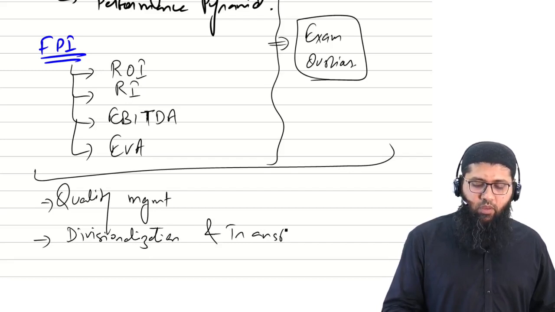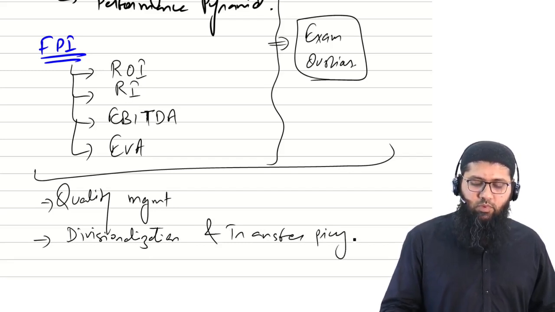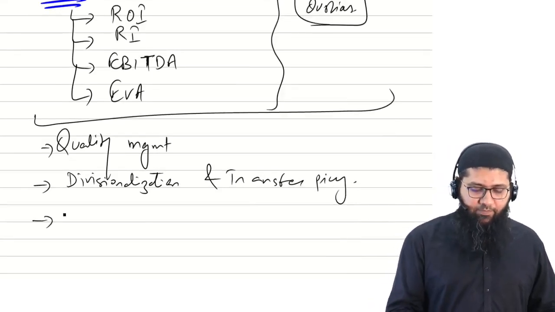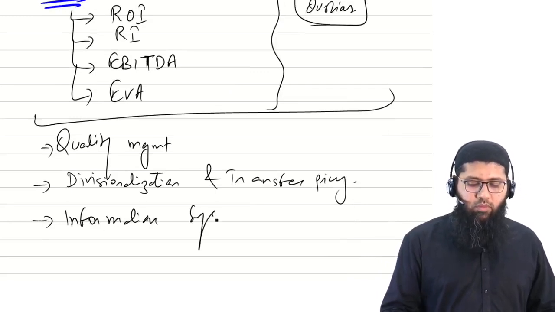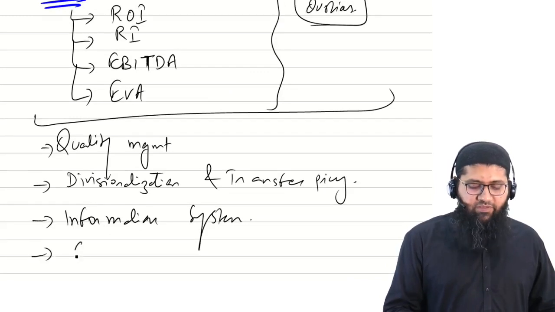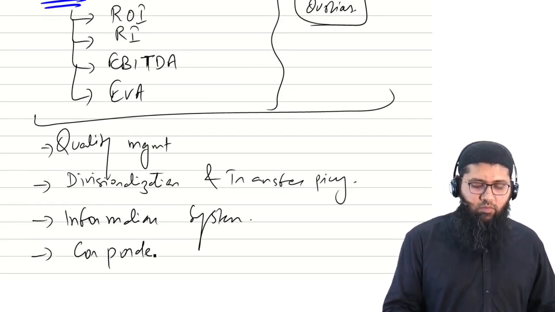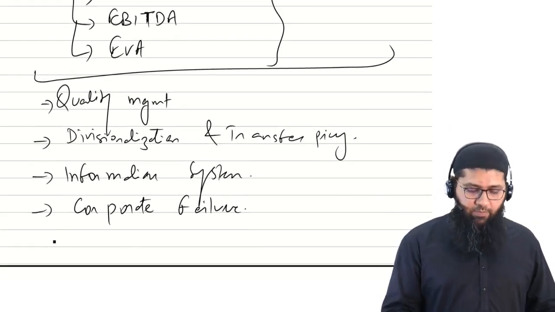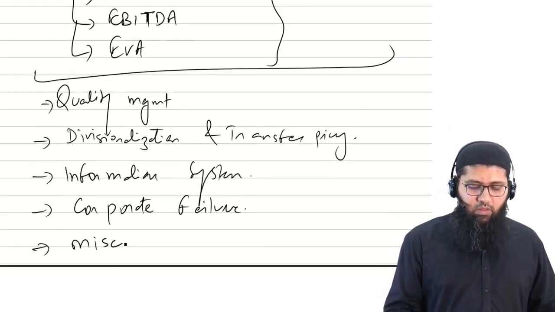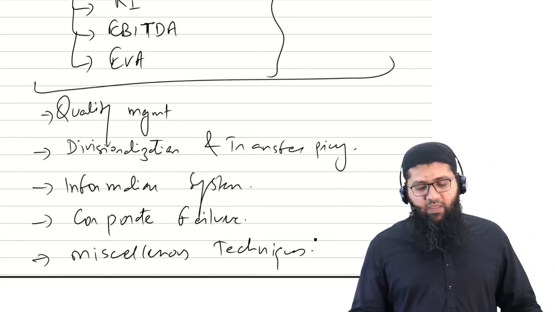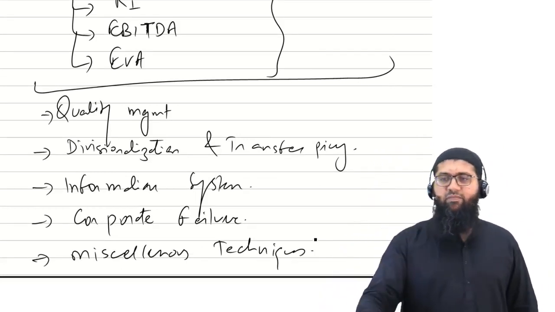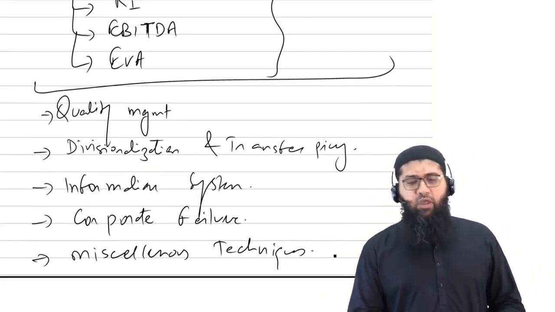The major areas include divisionalization and transfer pricing, information systems, corporate failure, and then there are other miscellaneous techniques. This is the core of what APM is all about.